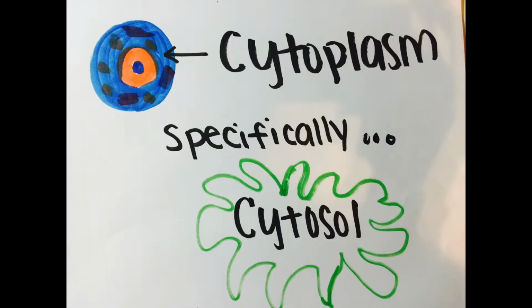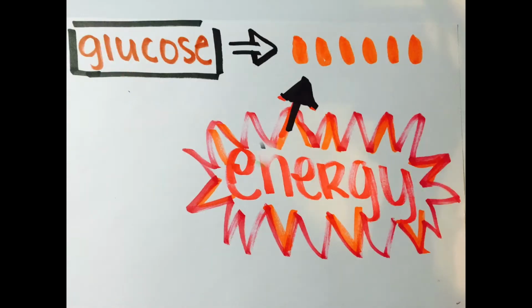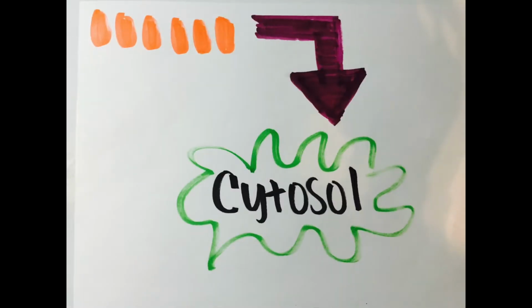Glycolysis takes place in the cytoplasm, specifically in the cytosol. Glycolysis begins with one molecule of glucose, which is a simple sugar made up of 6 carbons. This molecule of glucose provides most of the energy for the cell.